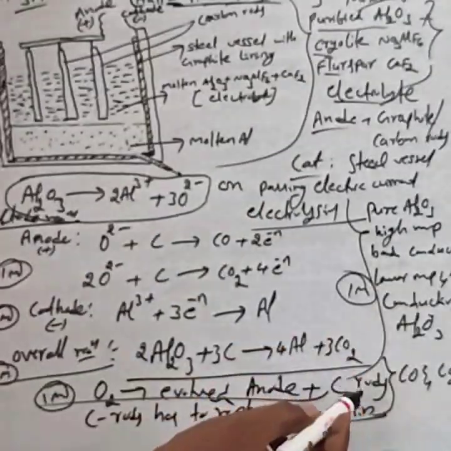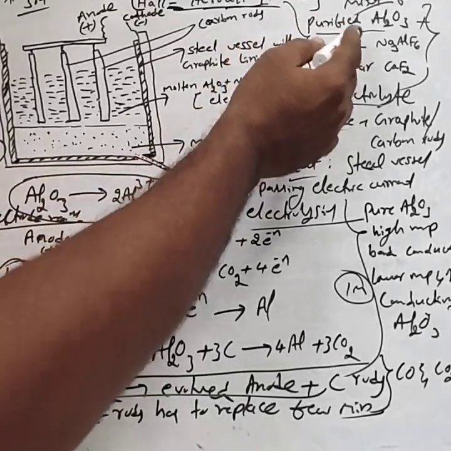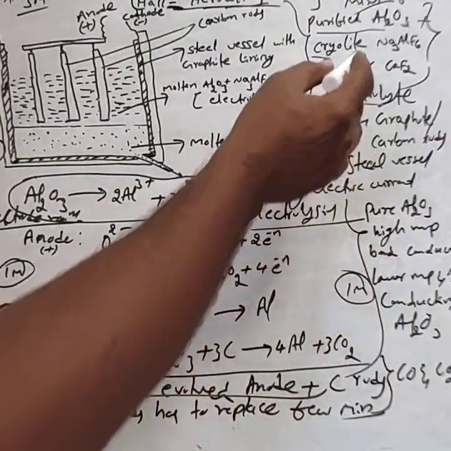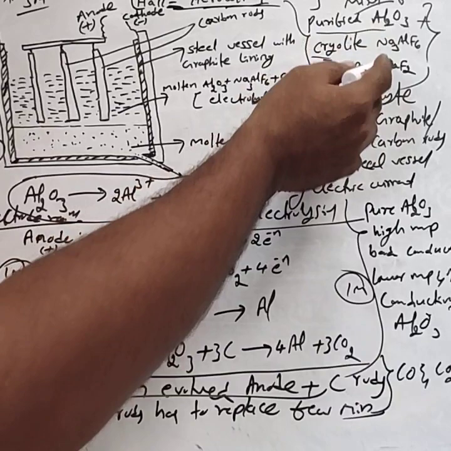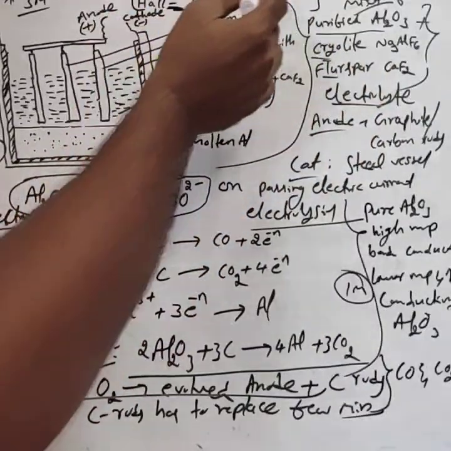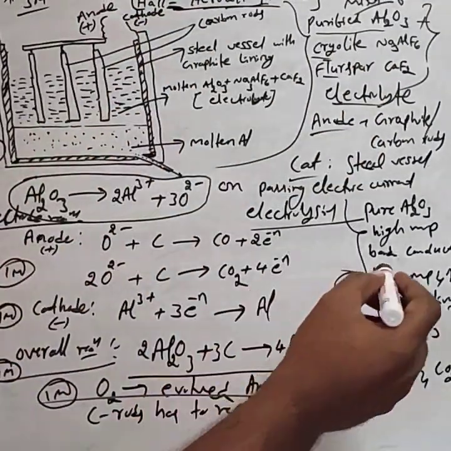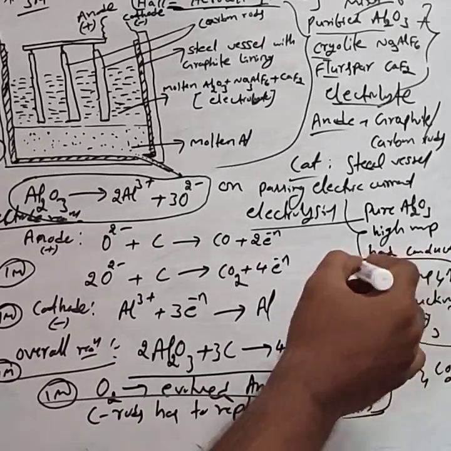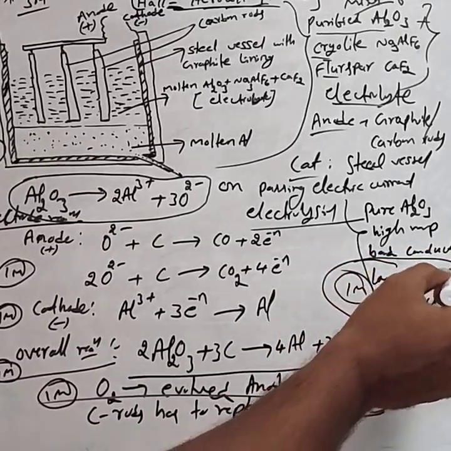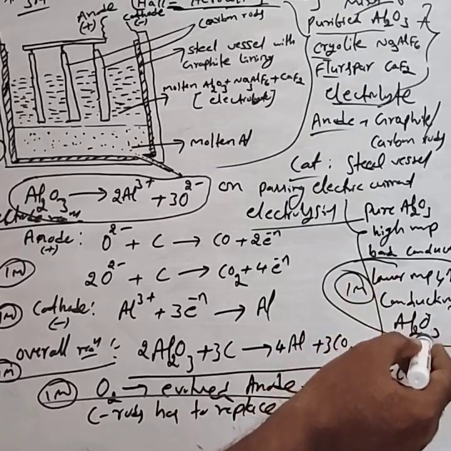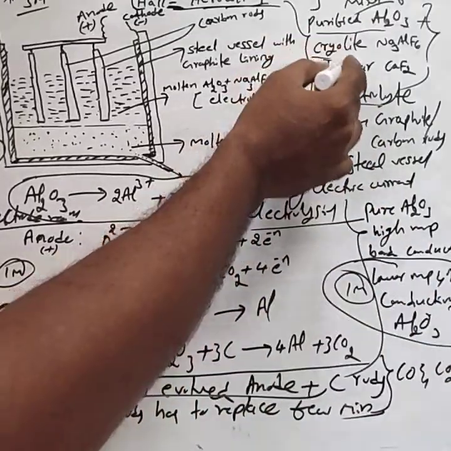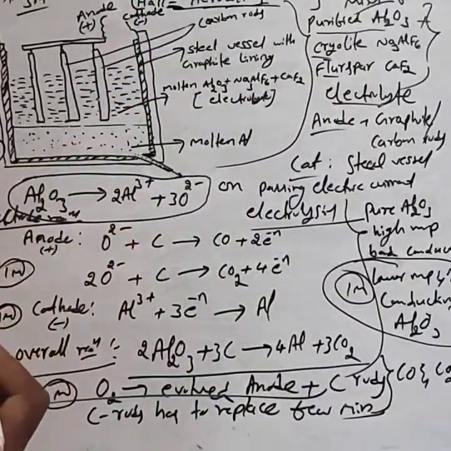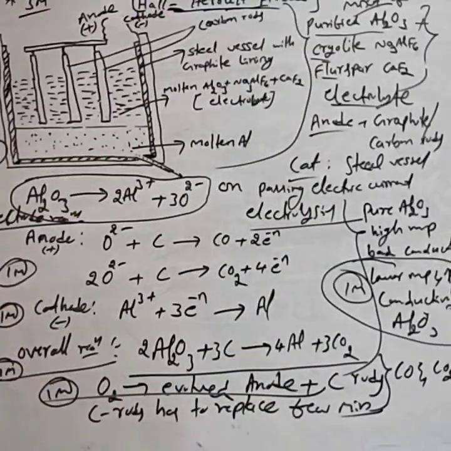Then one more question is why pure alumina is mixed with cryolite and fluorspar, or what is the role of cryolite and fluorspar in the Hall-Héroult process? For that, you have to write this answer: to lower the melting point and to increase the conductivity of alumina, cryolite and fluorspar are added to the pure alumina. This is about the Hall-Héroult process.